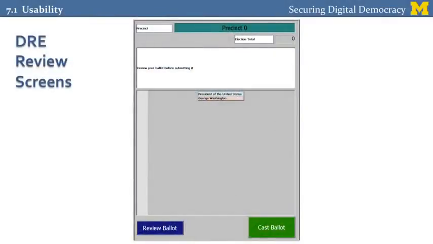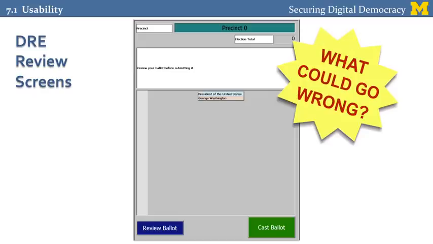Let's look at another kind of usability problem with DREs, though. Remember when we talked about the voting process for DREs that the last screen voters are presented with is typically a review screen that looks like this, that highlights all of the choices on the race. So based on some of the things you've learned about usability and some of what you know about human nature, what might limit the usefulness and effectiveness of this kind of review screen in actual voting? Let me give you a chance to think about that, and then we'll come back and talk about it.